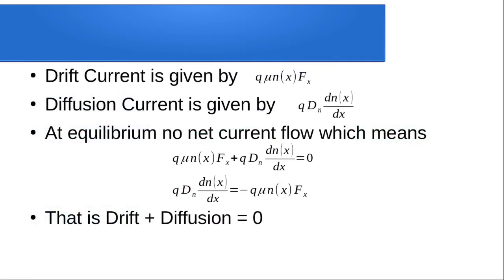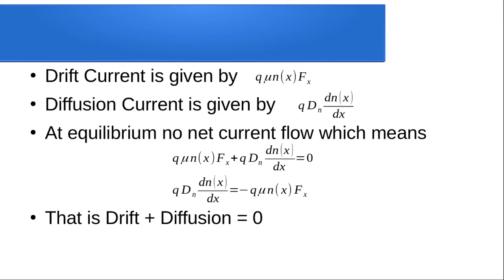We already saw the equations for drift current and diffusion current. I am just repeating them here so that you are reminded of these equations and we can move ahead in our discussion. Drift current is given by q, which is the charge of the electron, mu, which is the mobility, n(x), which is the electron concentration, or the number of electrons, and E(x), which is the field.